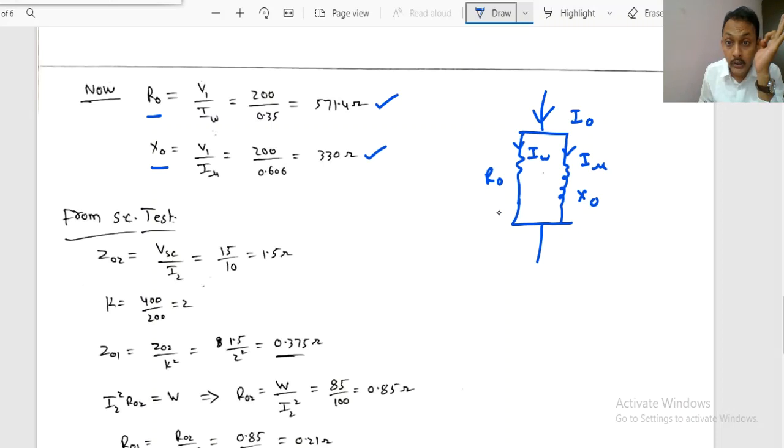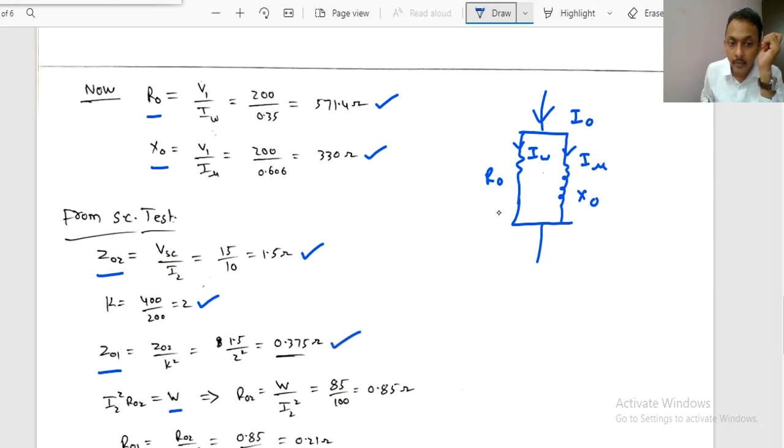Now from short circuit test, we will get the overall impedance Z02. Referred to the secondary, Z02 is simply obtained by VSC by I2. It is 15 divided by 10, 1.5 ohms, right? Now from the transformation ratio N2 by N1 or V2 by V1, 400 by 200, it is 2. Now what about Z01? Z02 by K square, referred to the primary, 1.5 divided by 2 square, it is 0.375 ohms.